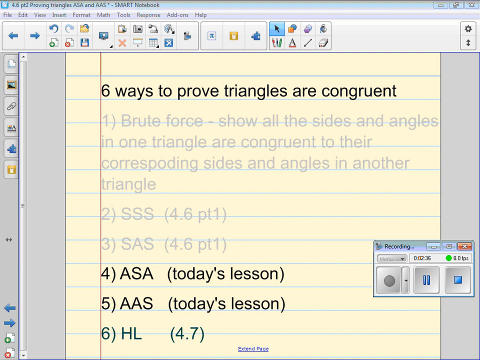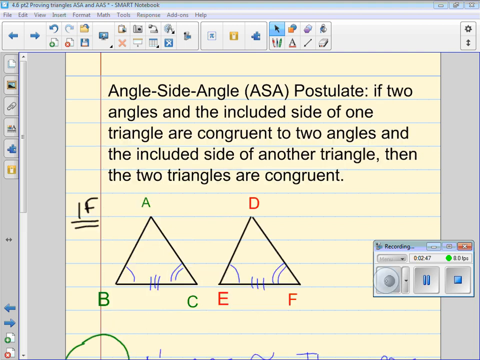Next lesson is going to be HL, and I'll not tell you what kind of triangles it is, but I'll give you a hint. The H stands for hypotenuse. So I wonder what kind of triangles those are going to be. Let's move on.